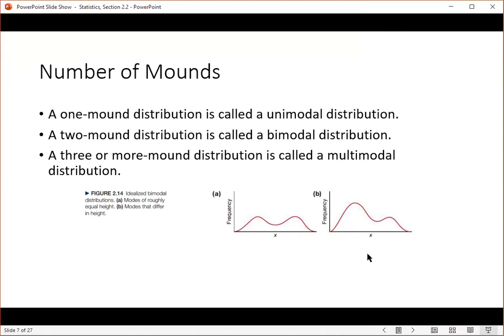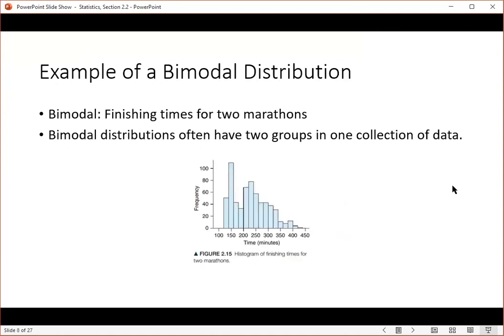Okay, so no examples here, but you could have one mound. You could have a distribution with just one mound. That would be unimodal. And then you could have a bunch of mounds as we move along the distribution, and that would be multimodal.